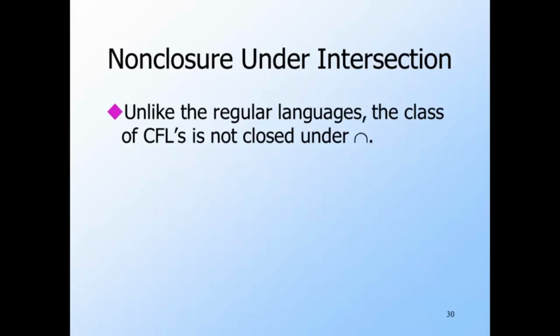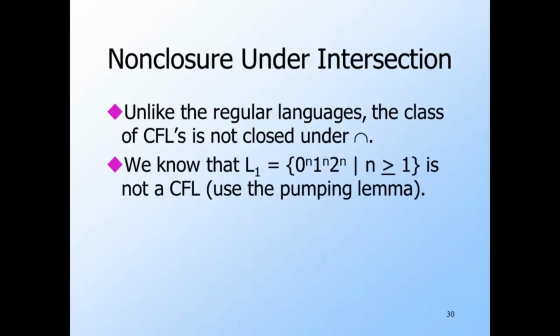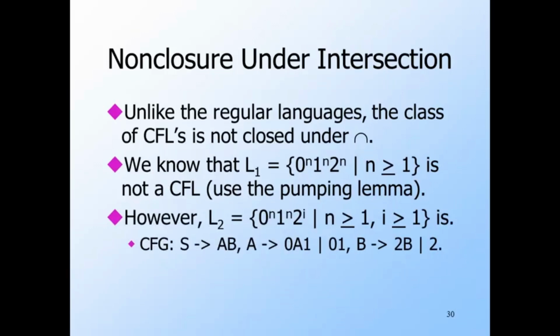We said that this language, L1, the set of strings with some number of zeros followed by the same number of ones and the same number of twos, is not a context-free language. The pumping lemma gives us an easy proof of that fact. We're not going to do it here, but it's very much like the example of the pumping lemma proof that we did give. But consider L2, the set of strings in 0 star, 1 star, 2 star, that is, strings of zeros followed by some number of ones followed by some number of twos, such that the number of zeros and ones are the same with any number of twos. This language is context-free, and here is a little grammar for it.